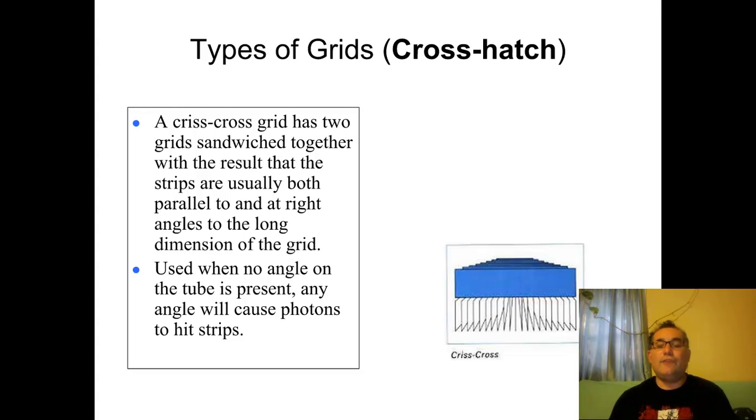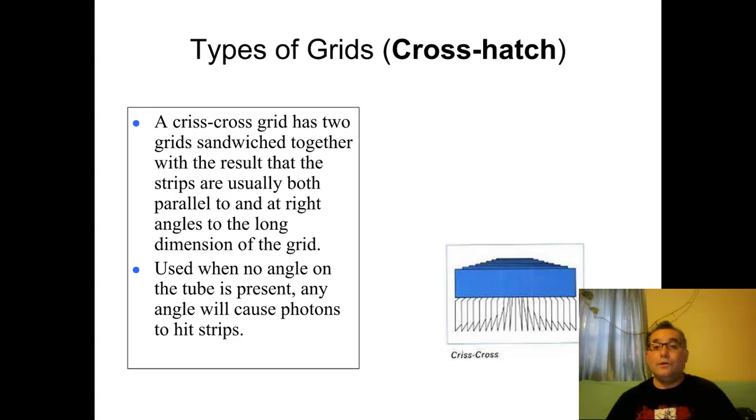Now a cross-hatch grid is really also known as a crisscross grid, and it's basically two parallel grids that are at 90-degree angles from each other, so they create basically a checkerboard. Now, in this case, because you create squares, a checkerboard, any possible way that you angle the tube is going to angle those photons into a lead line.